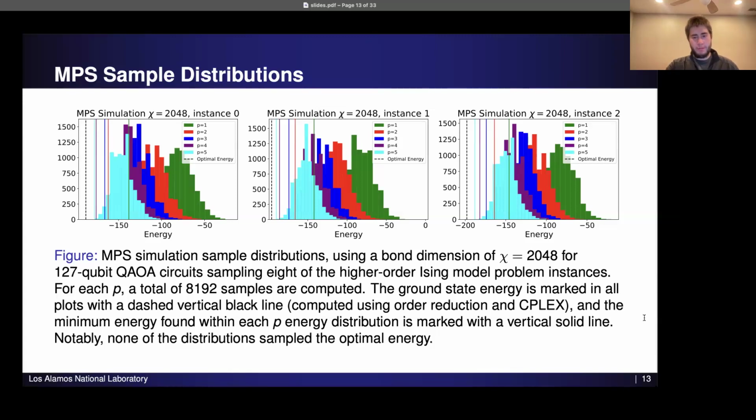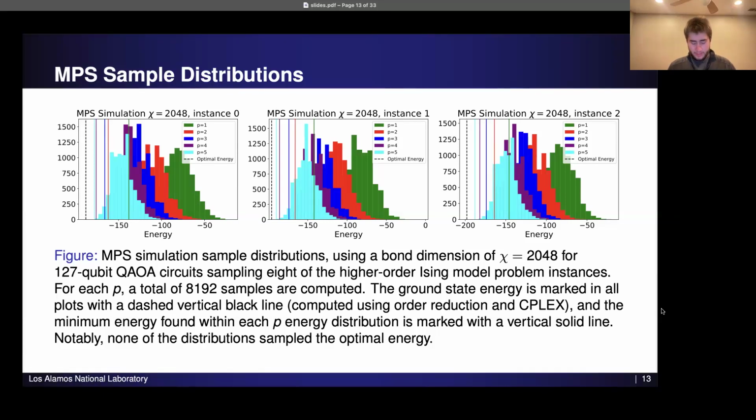We were able to compute this using order reduction on the problem and then running CPLEX. CPLEX is not necessarily state-of-the-art for combinatorial optimization, but it was able to solve these problems very, very quickly, on the order of seconds, less than a second, that sort of thing. So we use CPLEX as the tool to figure out where exactly the ground state is. And note, importantly, each of the distributions is showing 8,192 samples. And again, this was using the largest bond dimension of 2048.